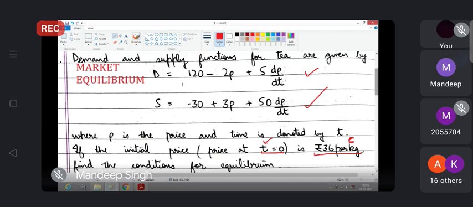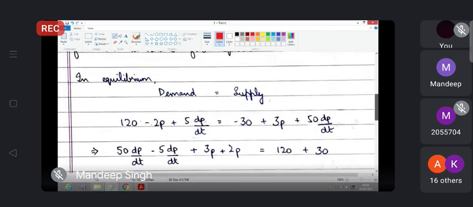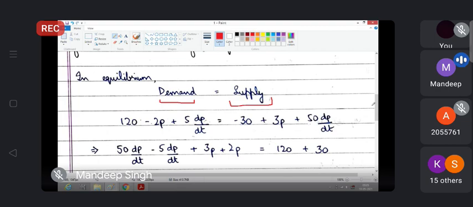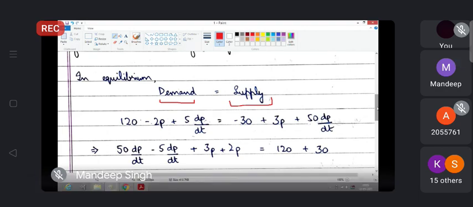Let's look at the question. In equilibrium, demand is equal to supply. Equilibrium की condition है, demand should equal supply. Market clearing price, market clearing quantity. Okay, 120 minus 2p plus 5 dp over dt is put equal to minus 30 plus 3p plus 50 dp over dt.